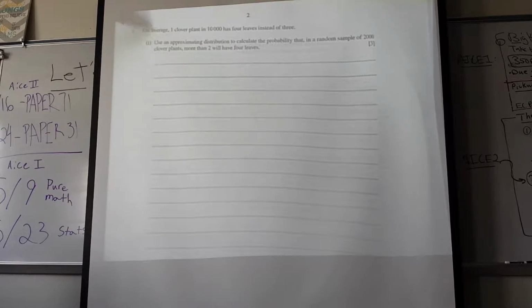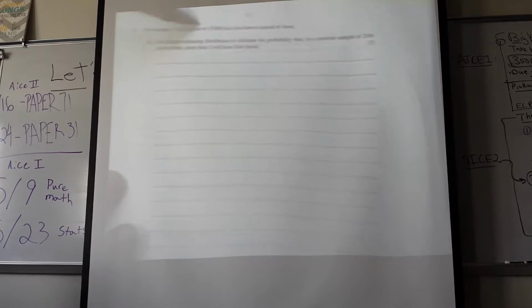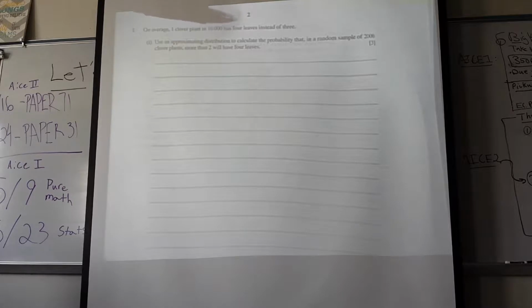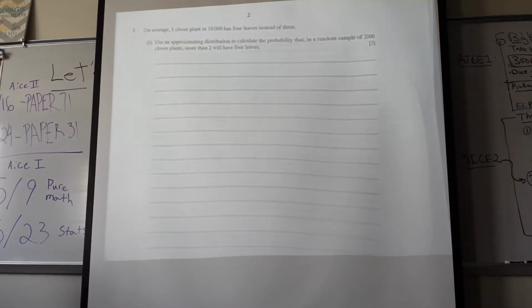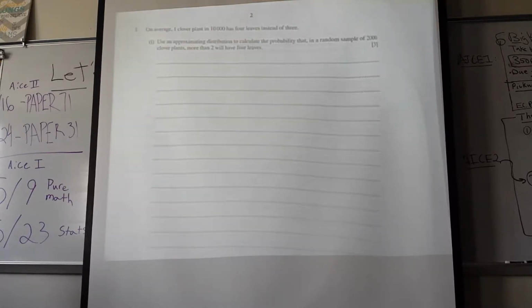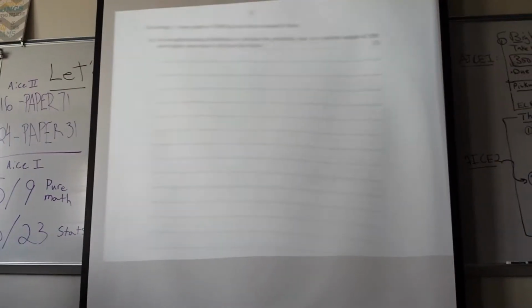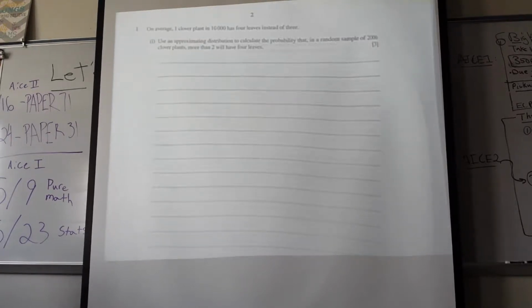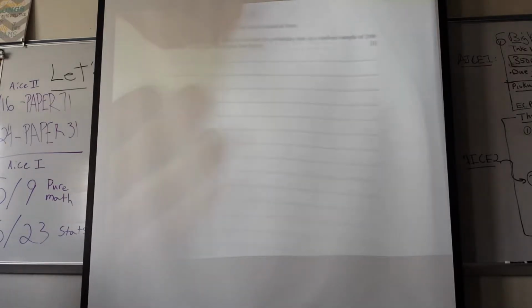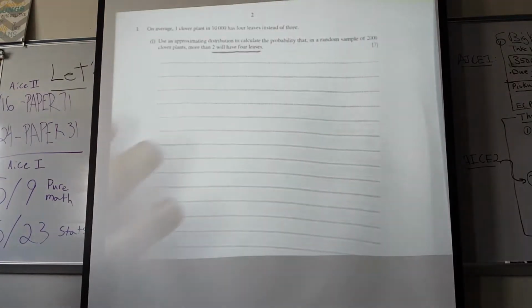So the first thing it says: on average a clover has what here? One in 10,000 has a 4-leaf clover. What is it? 4 leaves instead of 3. So the oddball there, the probability they're looking for, is unique. One in 10,000, that's right. So now what they want to find, and they say use the appropriate distribution to find what's going on in a random sample of 2,000, notice that it says here that 2 will have 4 leaves.